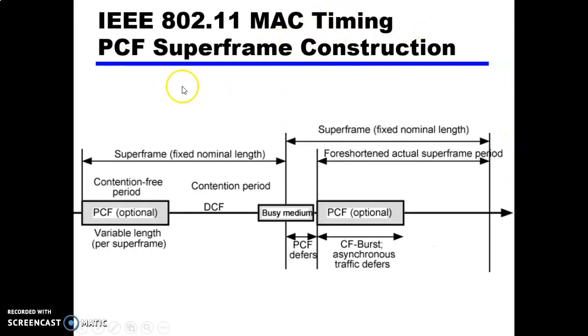Now the IEEE MAC timing diagram for PCF super frame construction. The super frame is a fixed nominal length. In that nominal length, the first half is defined for the contention-free period and the second half for the contention period. The first half is PCF, which is optional and can be selected by the point coordinator function. If it polls and the station selects, then the frame is sent, otherwise it cannot be sent, but all the asynchronous traffic is sent under DCF. And if the medium is busy in a particular super frame, then the super frame will be shortened by that amount, where the PCF differs, which we can see in the diagram. So I think it would be clear now.